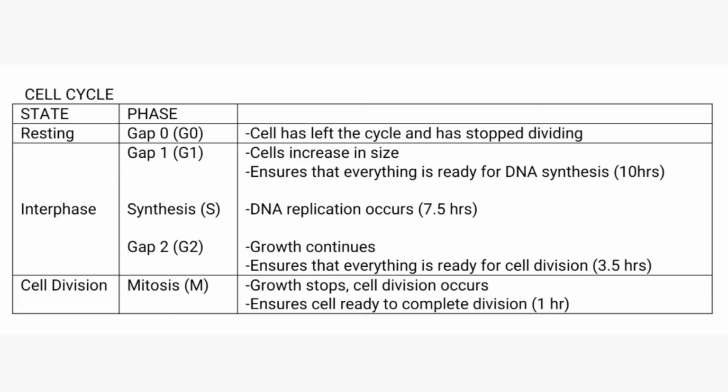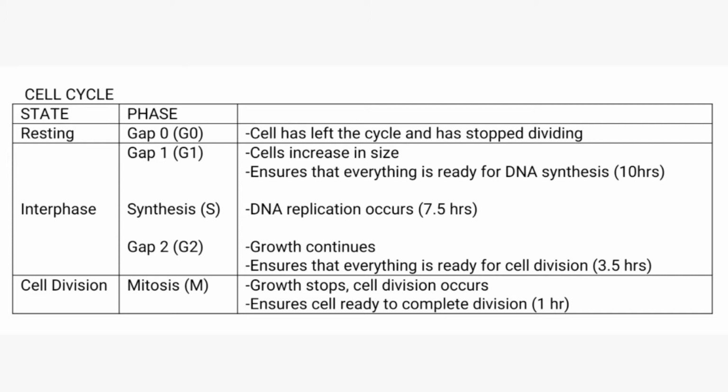Next, I'm going to share to you a table of the cell cycle. As you can see, we have state and phase in the cell cycle. In state, we have the resting, interphase, and cell division. In each state, there are phases. In resting, we have the gap 0. In gap 0, this is where the cell has left the cycle and has stopped dividing. In interphase, we have gap 1. In gap 1, the cells increase in size. It ensures that everything is ready for DNA synthesis and it takes 10 hours.